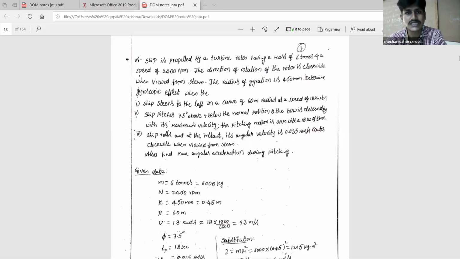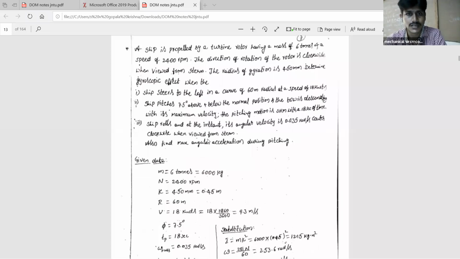The second condition: the ship pitches 7.5 degrees above and below the normal position, and the bow is descending. Then you will find the maximum velocity. The pitching motion is SHM with a time period of 18 seconds. And the third condition: the ship rolls at the instant and its angular velocity is 0.0535 radian per second, counterclockwise when viewed from the stern. Also find the maximum angular acceleration during pitching.